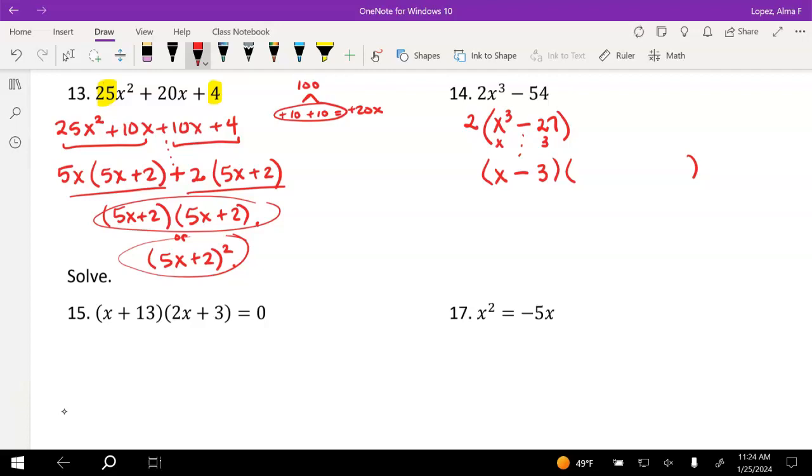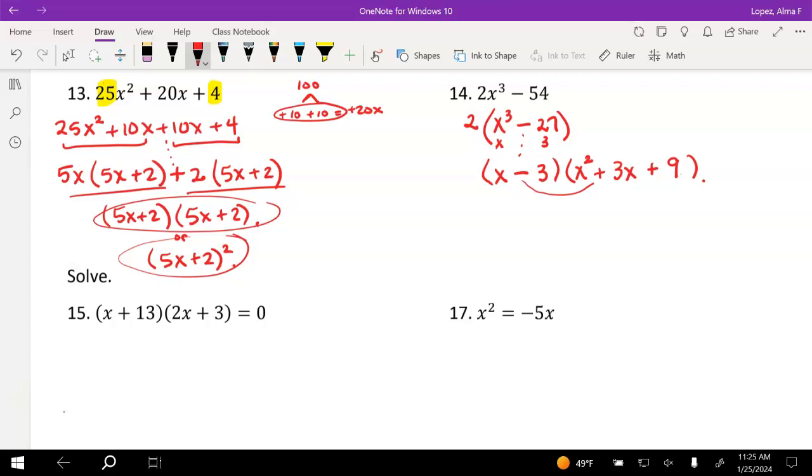The first base squared goes in the first position. What is x times x? The second base squared goes in the last position. What is 3 times 3? 9. This is always a plus. This sign is opposite of this one. And the middle term is our first base times our second base. And this one is always prime at that point.